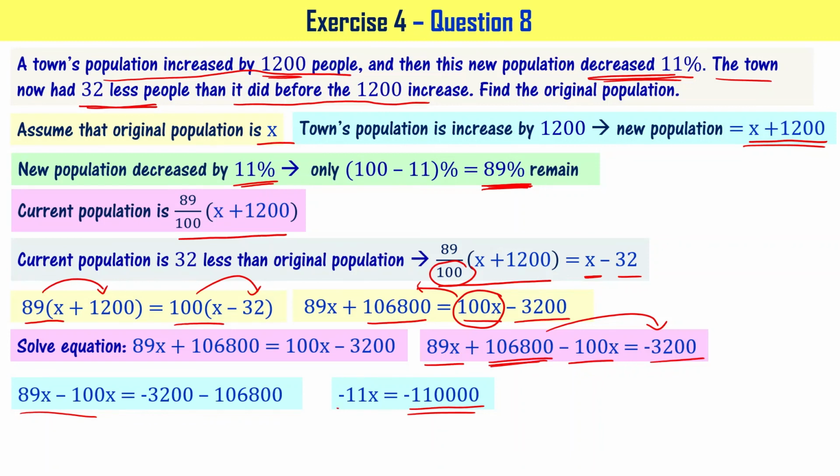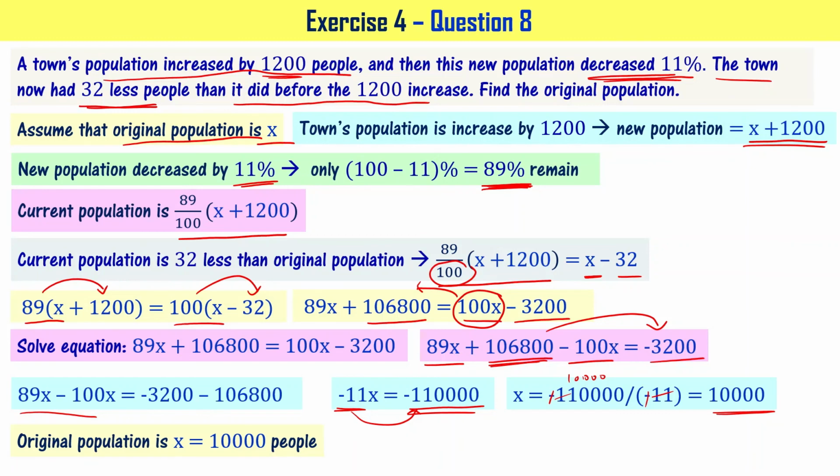Now let me transpose this minus 11 to the other side. When I do that, it is going to be x equal to minus 1,10,000 divided by minus 11. I can cancel these two minuses, and then 11 and 11. If you cancel here, you have 1, here you have 1. This is 10,000. Right? The answer x is 10,000. What is x? The original population is x. It means the original population of the town is 10,000 people. Got it?